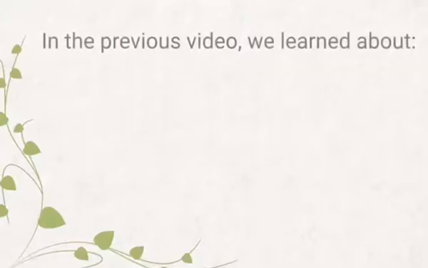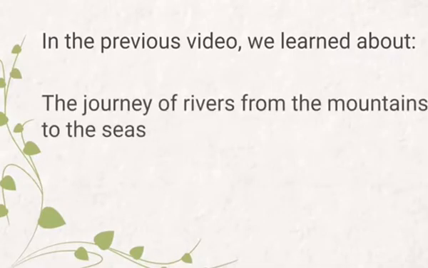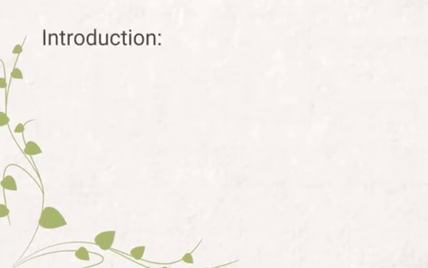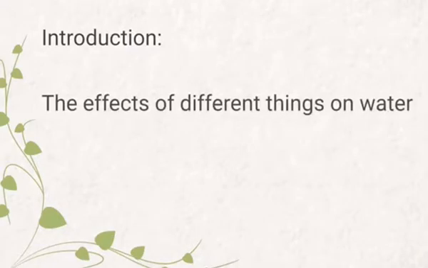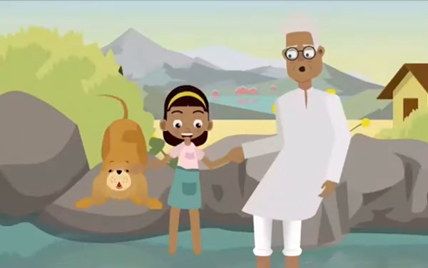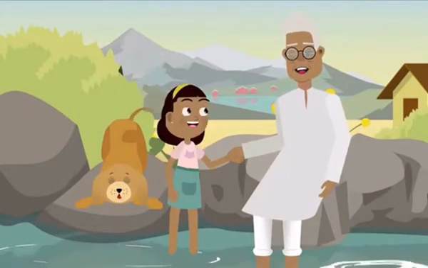In the previous video, we learned about the journey of rivers from the mountains to the seas. Introduction. In this video, we will see the effects of different things on water. Zia and Bobo see the river of the village and its clear water with Grandpa.